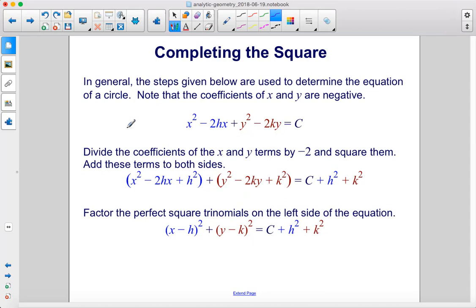In general, the steps given below are used to determine the equation of a circle. Note that the coefficients of x and y are negative. Here we have x squared minus 2hx plus y squared minus 2ky equals c. Divide the coefficients of the x and y terms by negative 2 and square them. Add these terms to both sides. So we have h squared and k squared, and we've added those to the right side of the equation as well. Factor the perfect square trinomials on the left side of the equation. So this becomes (x minus h) squared, and this becomes (y minus k) squared.